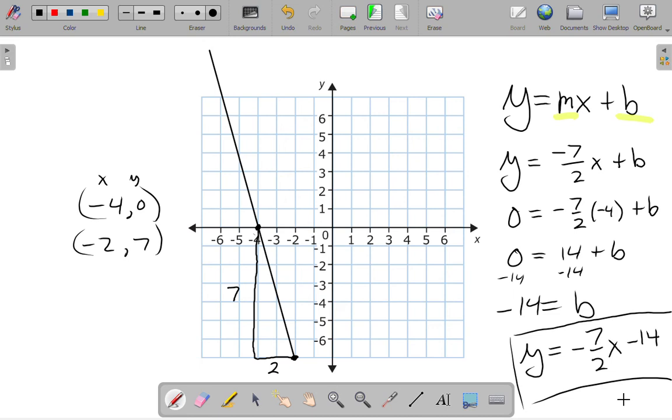Don't forget to put the x in there. I've noticed a few of you forget to put that x back in there in the equation. The x needs to be there for it to be an equation of a line.